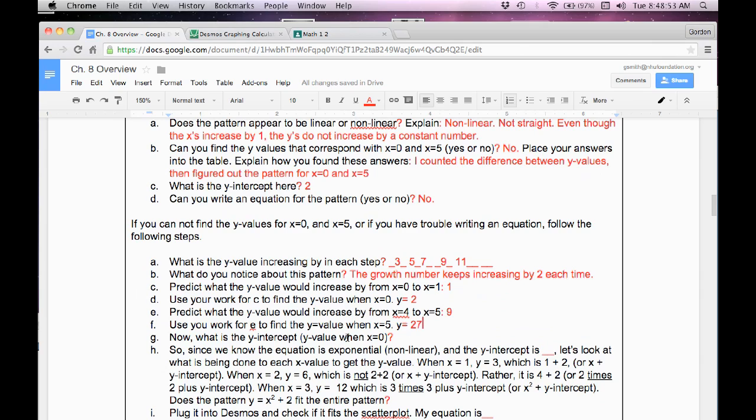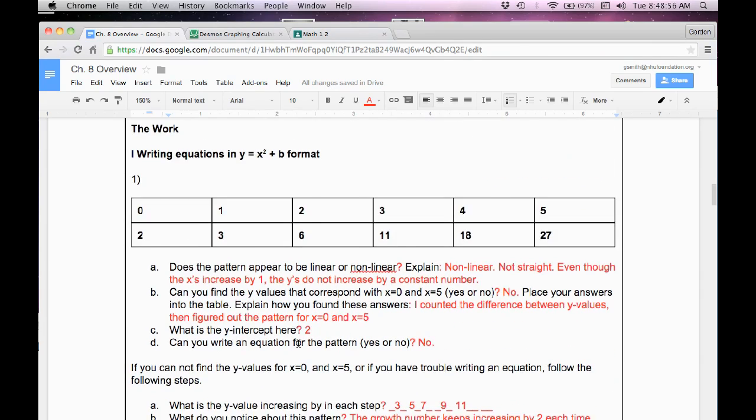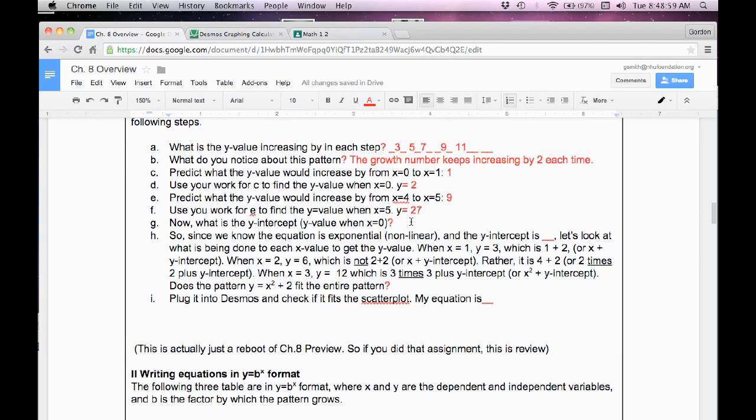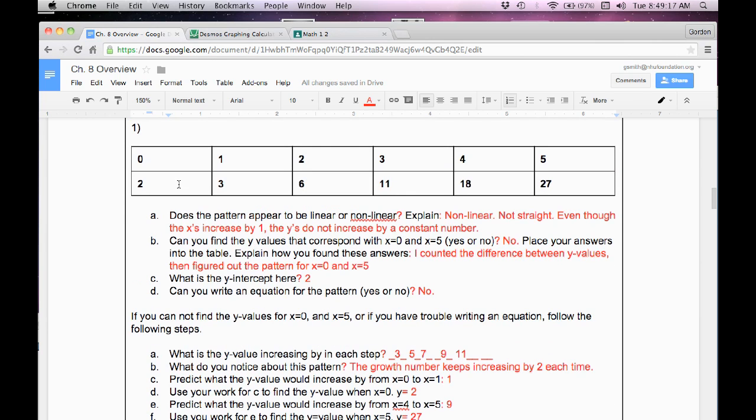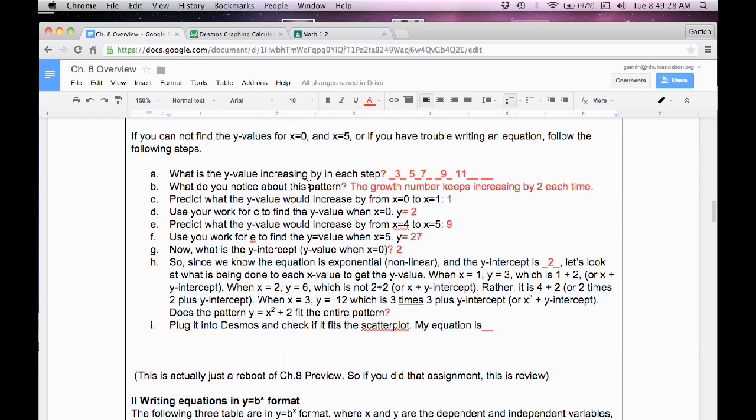Now, what is the y-intercept? In other words, the y value when x equals 0. It's good old-fashioned 2. And this is key. Since we know the equation is not linear and the y-intercept is 2, let's look at what is being done to each x value to get the y value. When x equals 1, y equals 3. So basically, that would be the 1, which is the x, plus 2. X plus the y-intercept, okay? So is y always just x plus the y-intercept? Well, 0 plus 2 is 2. 1 plus 2 is 3, but 2 plus 2 is 4. So this one's too big. So it's not just x plus the y-intercept.